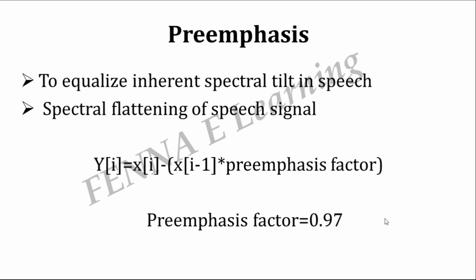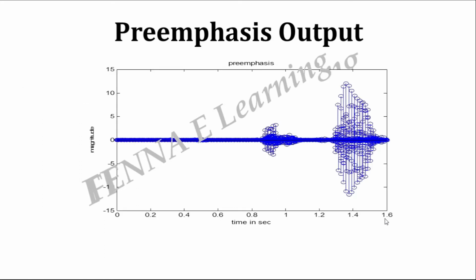This operation is performed using the formula y of i equals x of i minus x of i minus 1 times the preemphasis factor. x of i indicates the present sample and x of i minus 1 indicates the past sample, and the preemphasis factor used is 0.97. This is the preemphasis output of the speech signal.